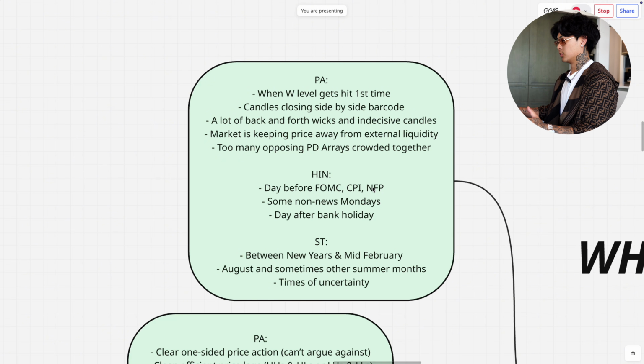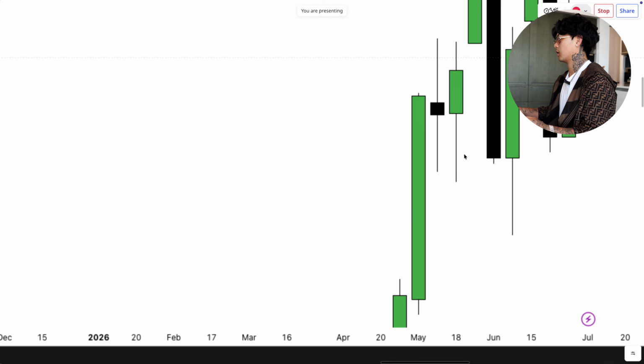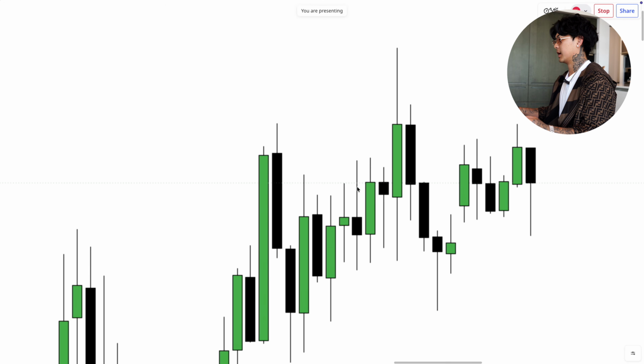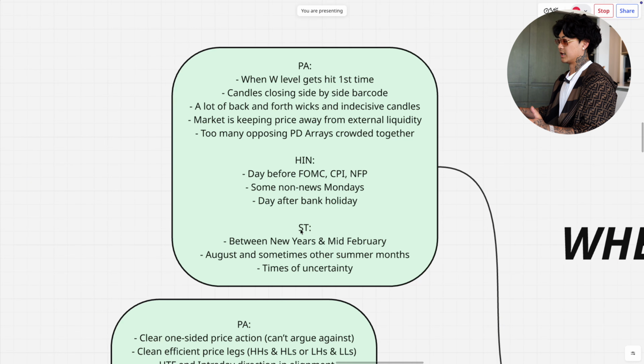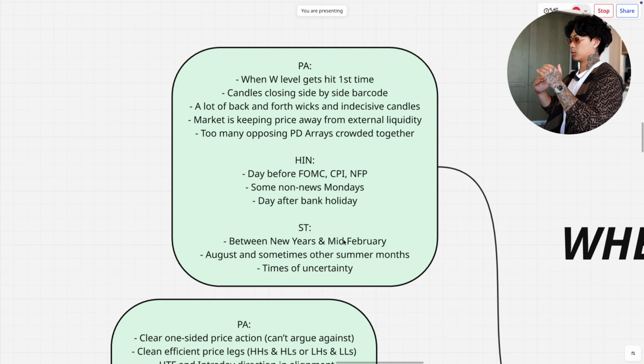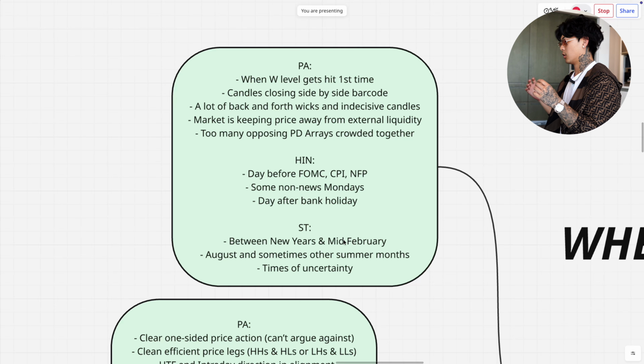And some other days where it's usually common for this to happen are some non-news Mondays or the day after a bank holiday. And I believe some of these examples up here were actually the day after a bank holiday or the bank holiday itself. And then seasonal tendencies: usually between New Year's and mid-February, there's a lot lower volume. A lot of the big banks and institutions are on vacation, so it could be a little bit lower volume, creating smaller ranges and choppier conditions. And then August and other summer months are sometimes very, very common for price to consolidate or just move very choppily. And then last but not least, times of uncertainty, black swan events, anything like that.